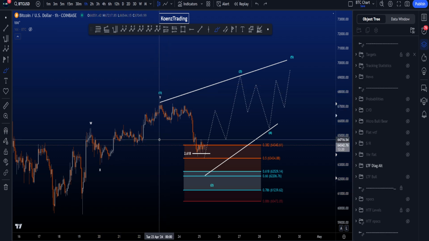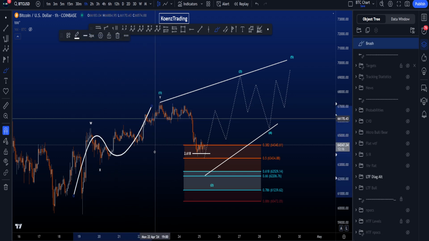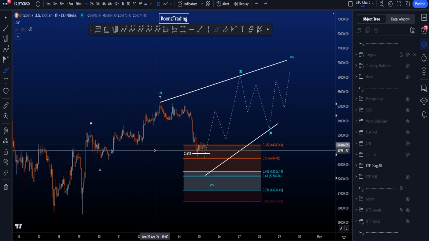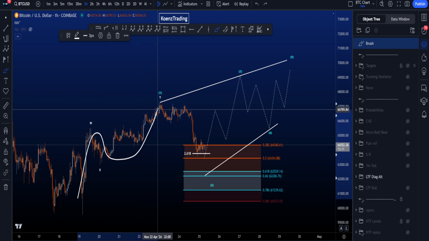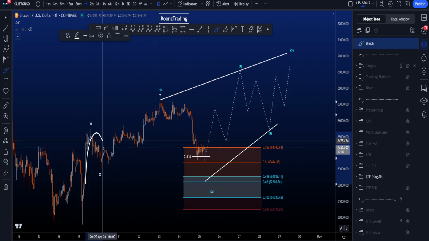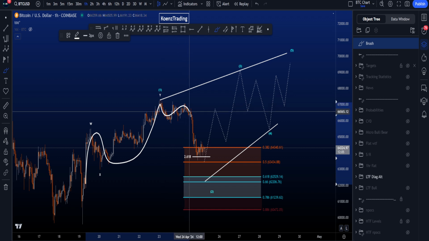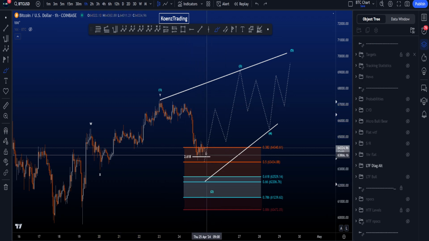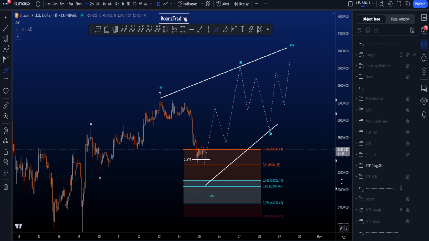And that is allowed because all of the waves in this particular scenario are also three-wave structures, so also zigzags, but they should be part of the zigzag family, and a WXY double zigzag is part of the zigzag family. So we then have a wave WX and a wave Y, looking for a simple ABC to the downside. Again, wave C hitting that 2.618, which is very extended for a wave C.